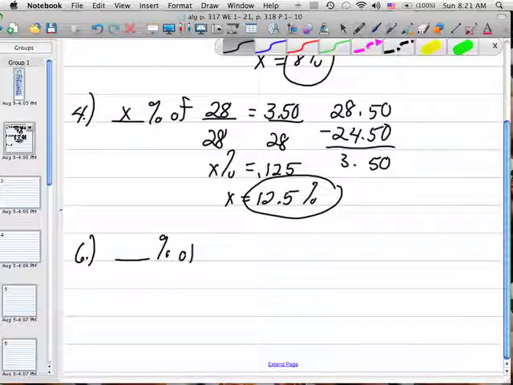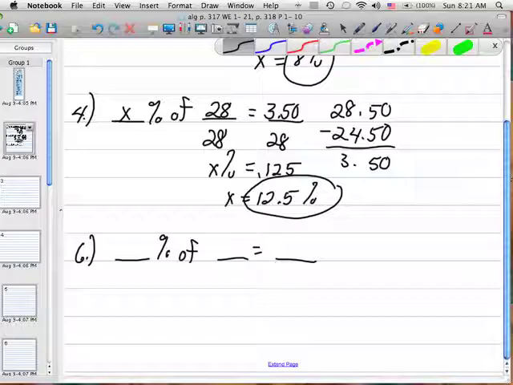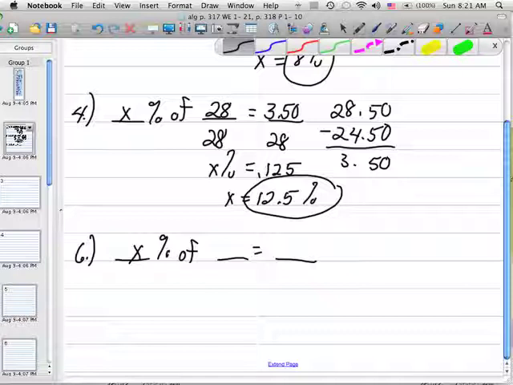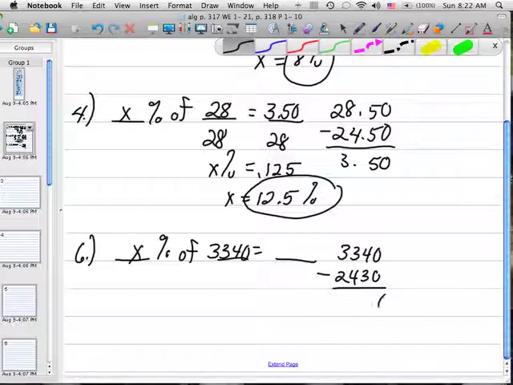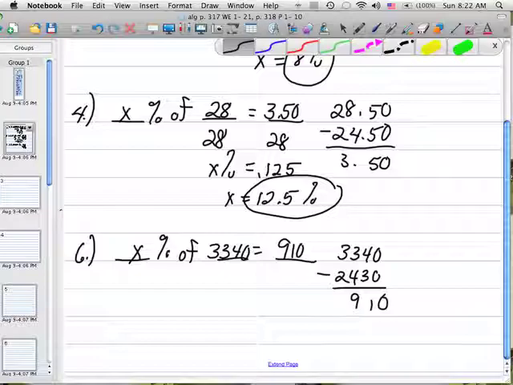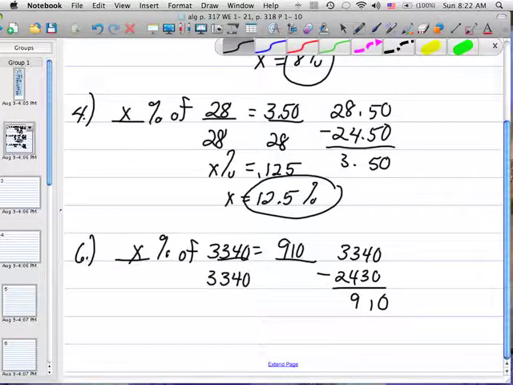Problem number 6. The number of paid subscriptions to the Wildlife Monthly has declined from 3,340 people to 2,430. What's the percent of decrease? So we're looking for the percent. We know the original amount of people subscribing was 3,340. And now it's at 2,430. So find the decrease. Subtract 2,430. It's a decrease of 910. Divide both sides by 3,340.